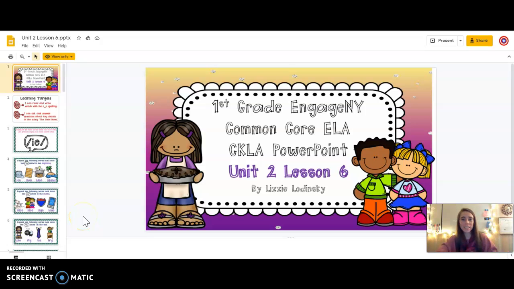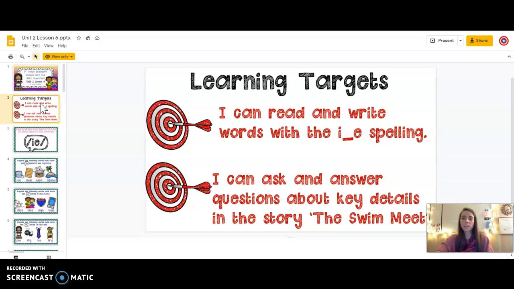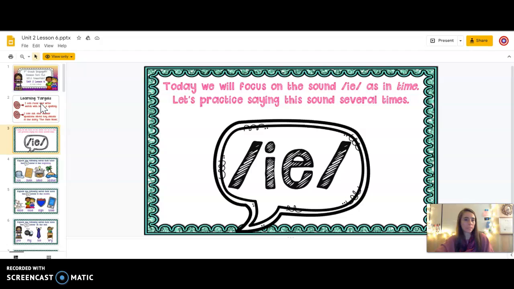Hi, first grade. Today we're going to talk about Unit 2, Lesson 6. Learning targets for today. I can read and write words with the I spelling. I can ask and answer questions about key details in the story, the swim meet.